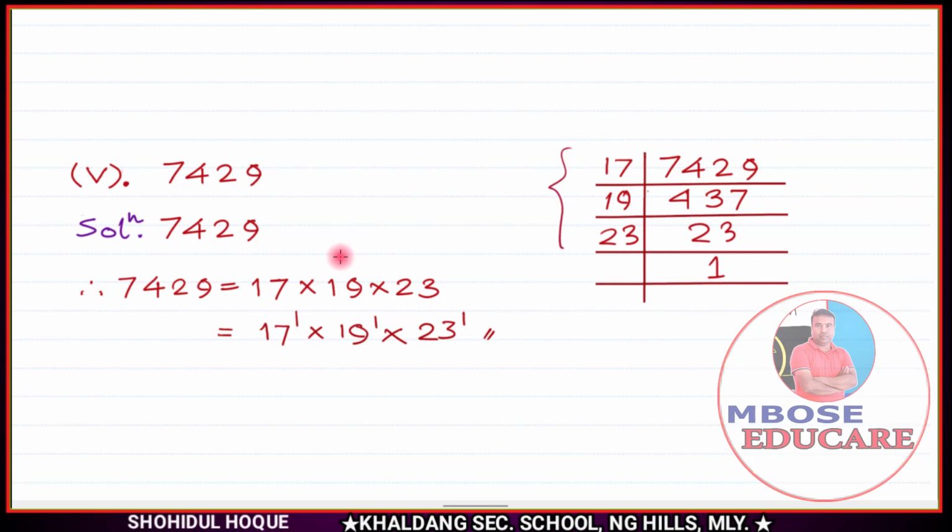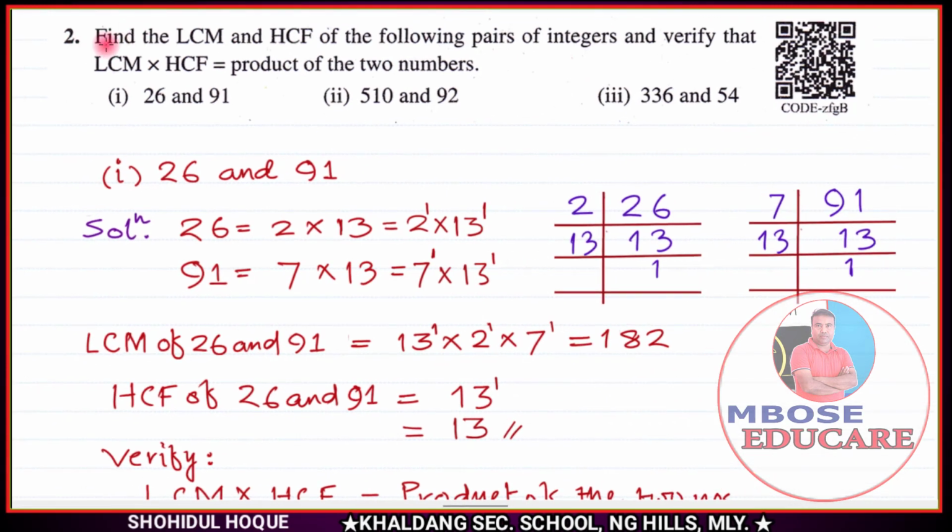Let's solve now question number 2. This is question number 2. Question number 2 asks to find the LCM and HCF of the following pairs of integers and verify that LCM into HCF is equal to the product of the two numbers. Here 3 parts are given, so we shall solve them one by one. I have already solved them here, just to help you understand. For time saving I have done this.